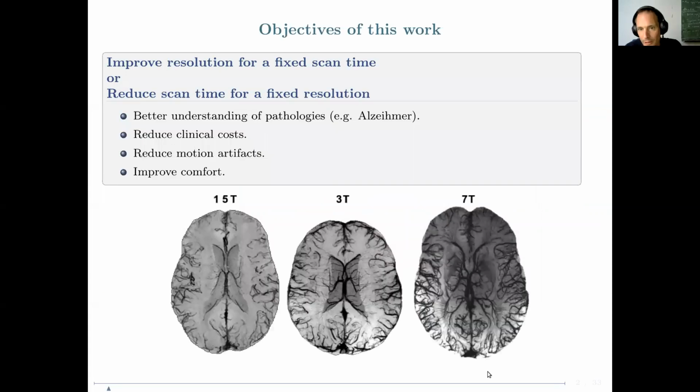So the objective of this work is to either improve the image resolutions for a fixed scan time, or alternatively to reduce the scan time for a fixed resolution. And this has a number of assets, such as better understanding some pathologies, to reduce the costs, to reduce motion artifacts, and to improve the comfort of the patients.